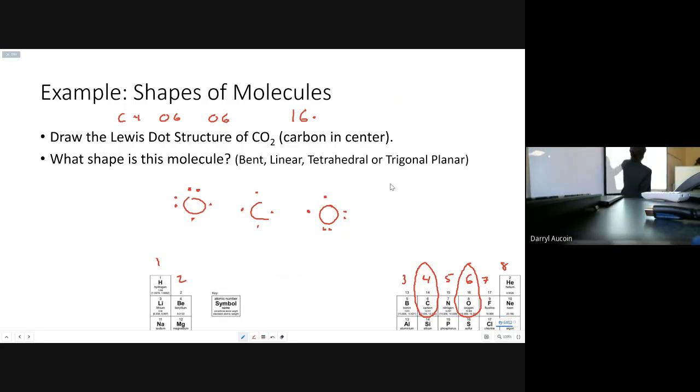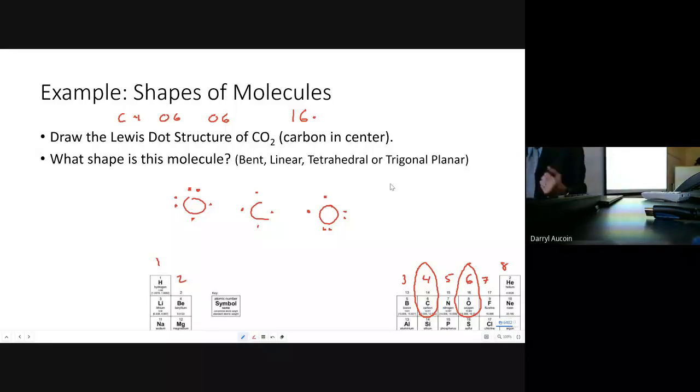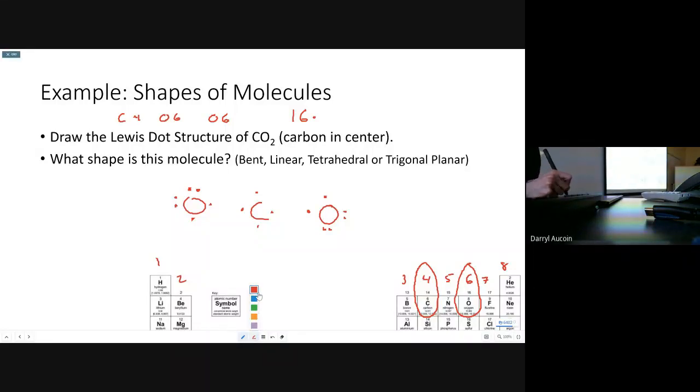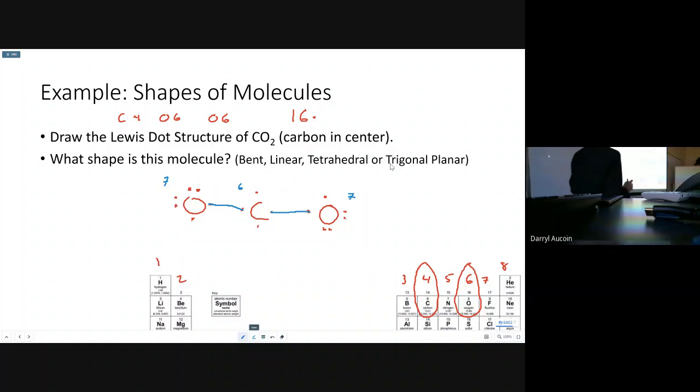1 oxygen with 6 dots. Another oxygen with 6 dots. They told us carbon was in the middle, so we put that there. And carbon's only got 4 dots. So if we wanted to do the connect the dots method, we could do that. And we'd say, all right, let's connect the dots here. This is 1 bond. Let's connect the dots here, 2. That's a bond. All right, so oxygen now has 7 out of 8. Carbon's got 6 out of 8. Oxygen's got 7 out of 8. It's not quite where we want to be.